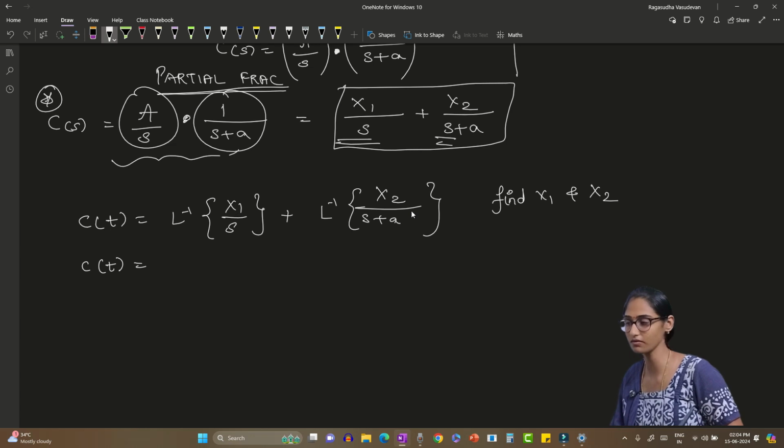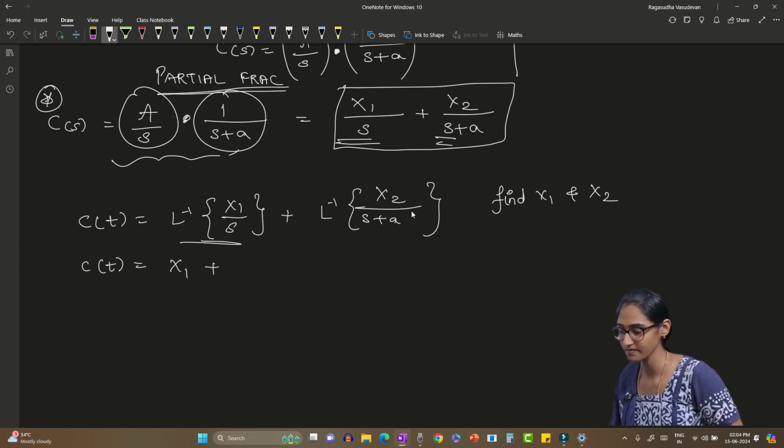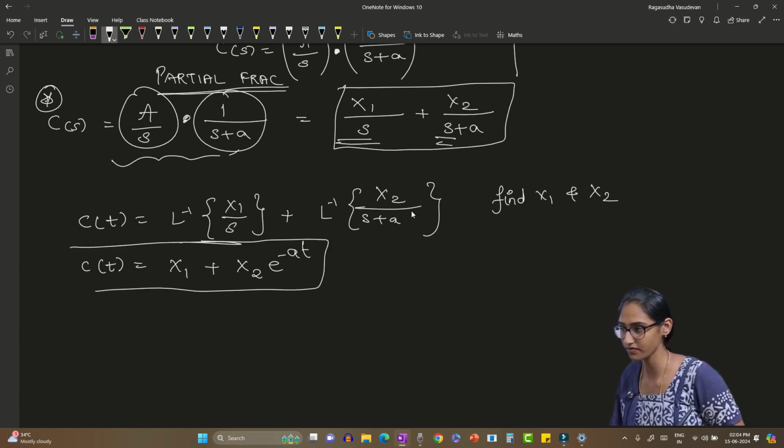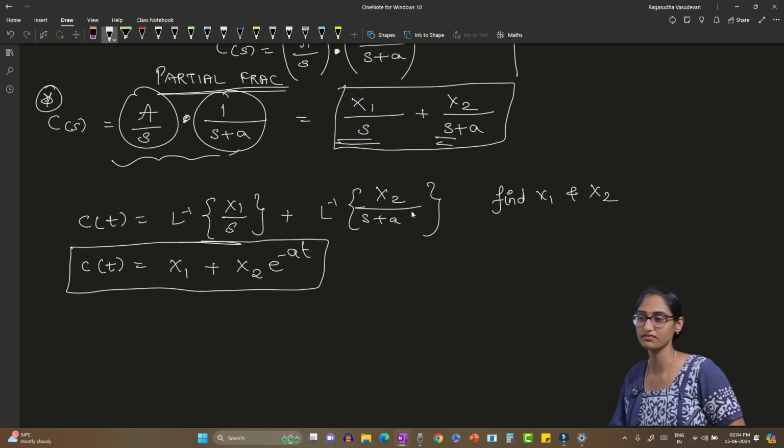So what is c of t now? c of t will be Laplace inverse of x1 by s plus Laplace inverse of x2 divided by s plus a. So we will have the first term now. What is c of t? This will be x1 plus x2 into e to the power minus at. This is c of t for a first order system. Now let us find out x1 and x2 by partial fractions.